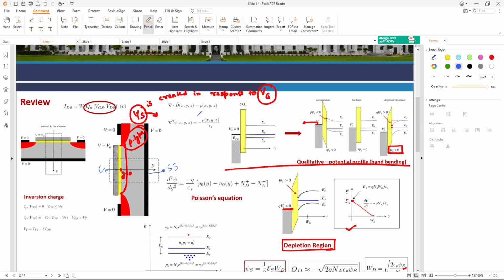Electrostatics, of course, is studied using Maxwell's equations. The equation that we shall be using is this one, which is essentially for the displacement vector. The divergence of the displacement vector is equal to the free charge available in the material. If we can find the profile of the displacement vector in this direction, then we should be able to find the charge carrier concentration in this region.